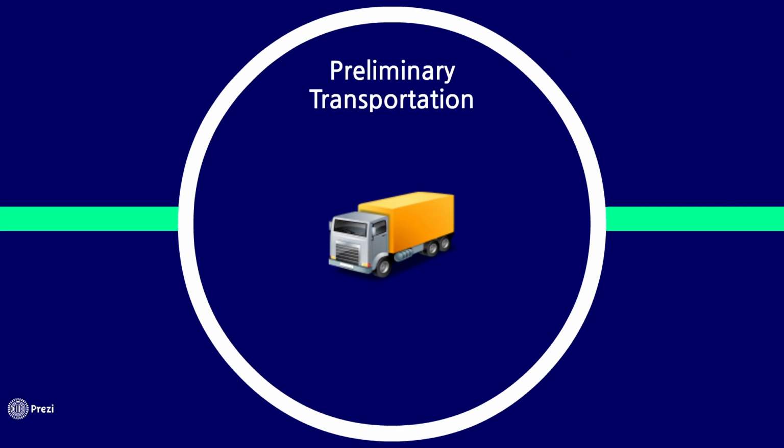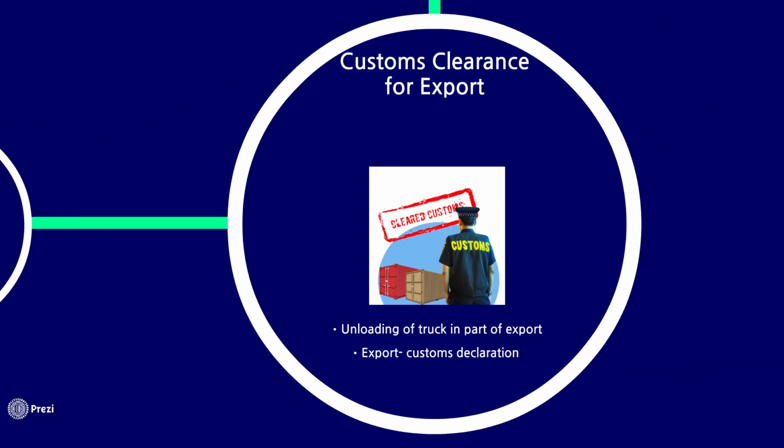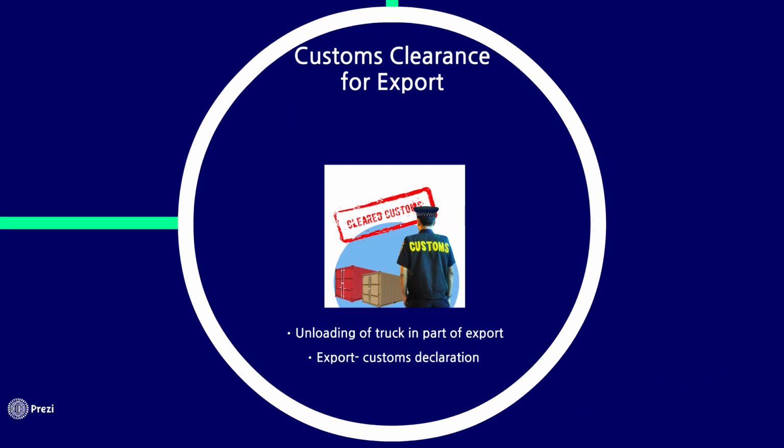And then, products are transported to the airport for export by preliminary transportation, such as truck or train. Samsung must obtain export customs clearance before export. To do so, the packaged product must be unloaded and export customs declarations must be completed. It is the most important process in export.